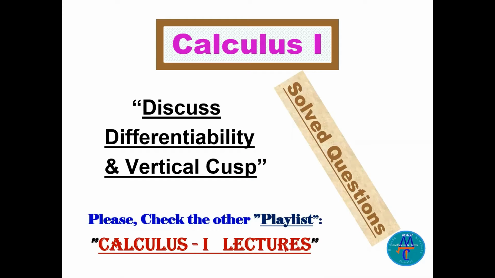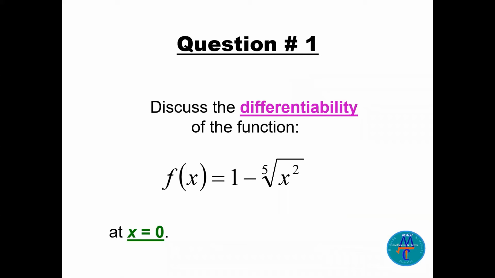This is another Calculus 1 solved questions. In this video, we will discuss differentiability and vertical cusp. Let's start directly with question number 1. Discuss the differentiability of this function. f of x is equal to 1 minus the fifth root of x squared at x equals 0.